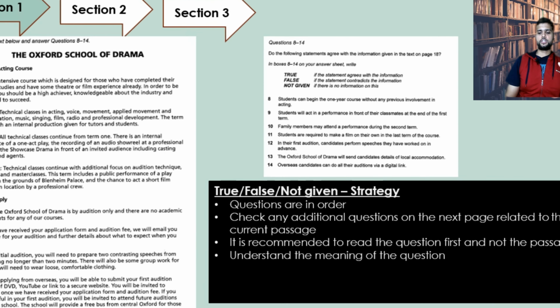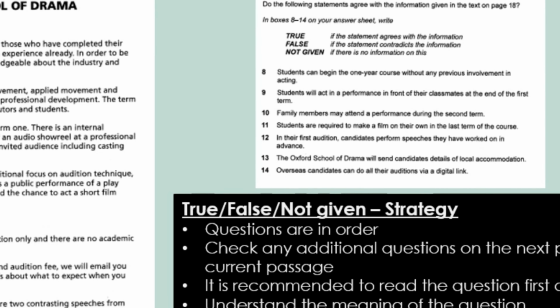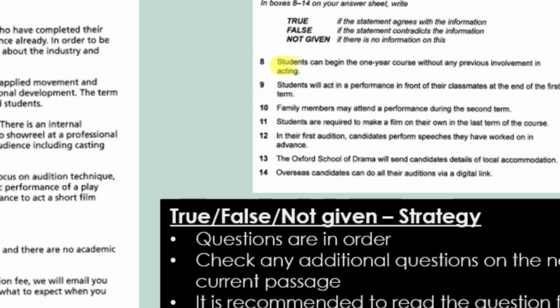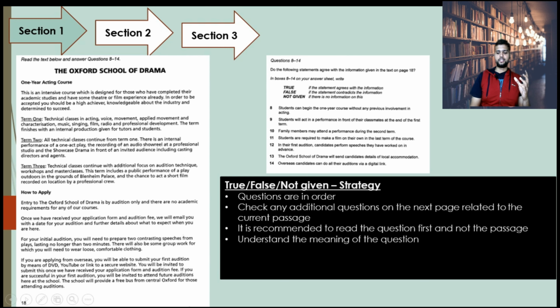Understand the meaning of the question. As I mentioned before, if you are reading 8, students can begin 1-year course without any previous involvement in acting. This means, just understand the meaning of this question. Students can get enrolled to the 1-year course without having any previous experience. This is what it means. Without having any previous experience, they can get enrolled into this course. So we'll have to understand the question first, then practice skimming and scanning over here.